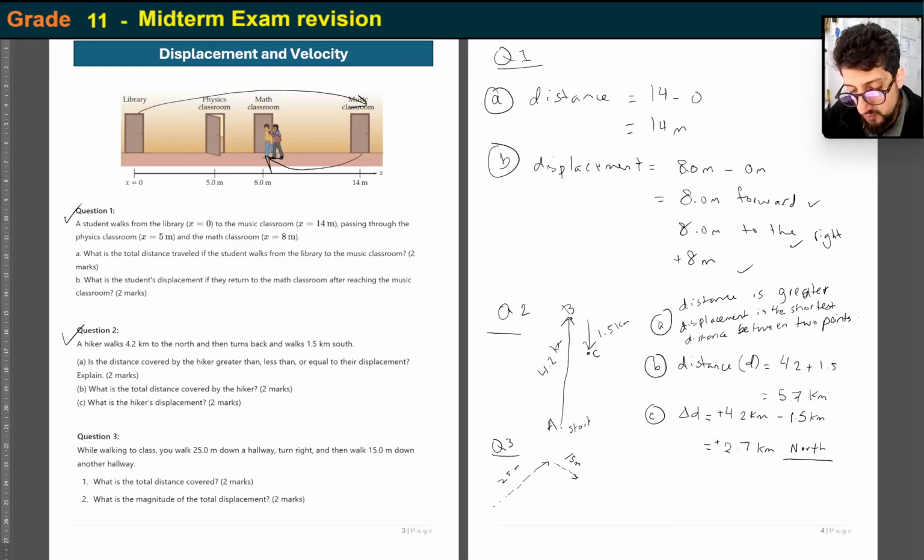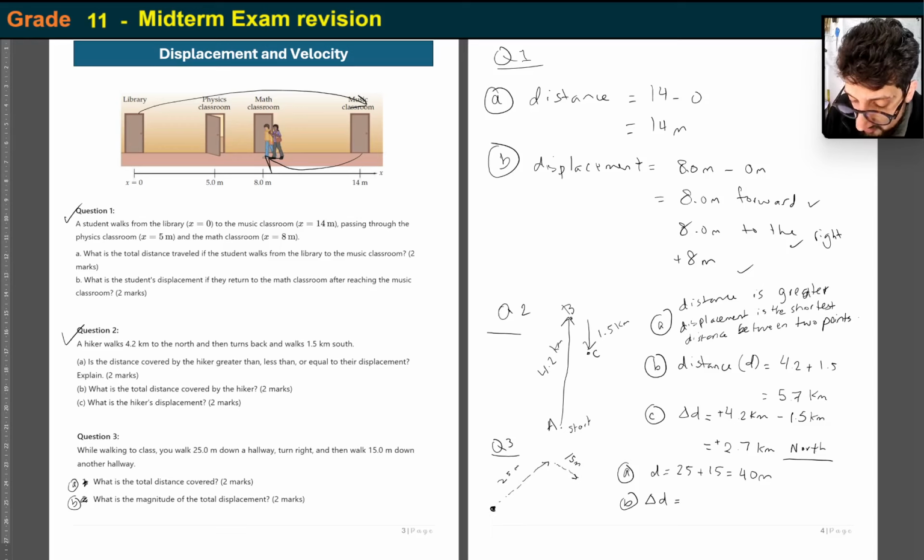What is the total distance covered? I'm just going to change this to part A instead of 3, to keep it consistent. The total distance is going to be 25 plus 15, which equals 40 meters. What about displacement? Well, remember, it's the shortest distance between 2 points.